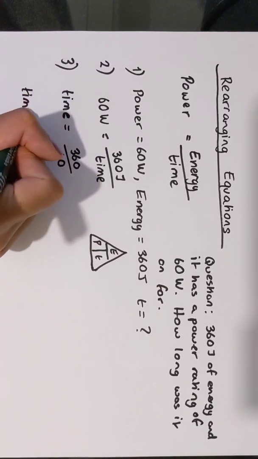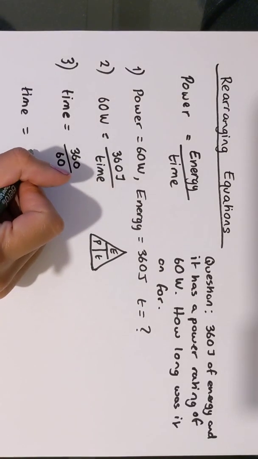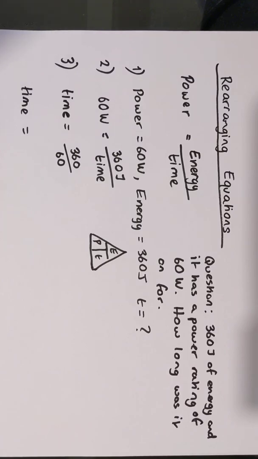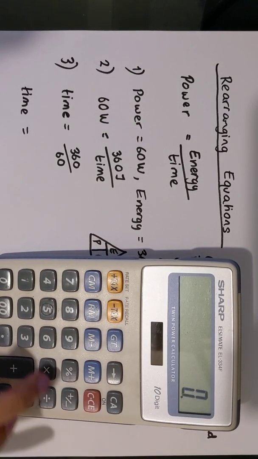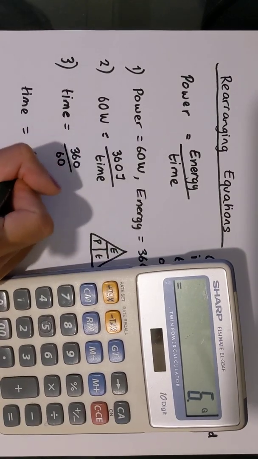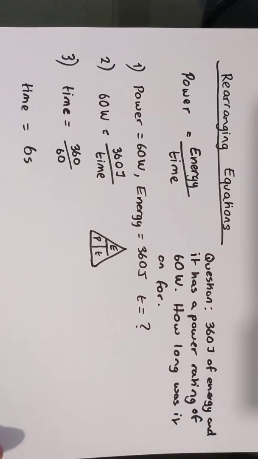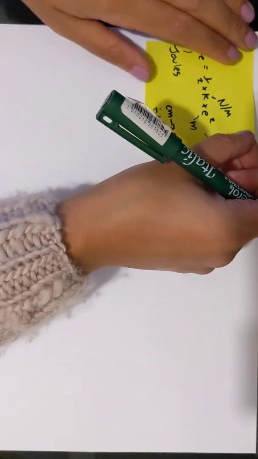So time equals 360 divided by 60, which I think would be 6 seconds. Not trusting myself. Yeah, 6 seconds. Okay, so the bulb was on for 6 seconds. Now if we want to use a more complex equation and rearrange that, that's really what I want to talk about today. So probably the most commonly used complex equation is the kinetic energy.